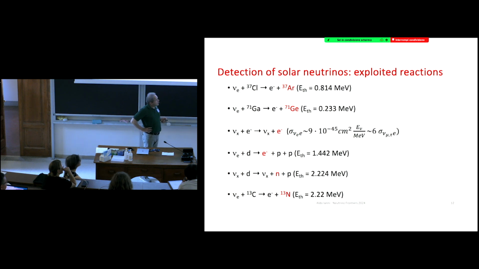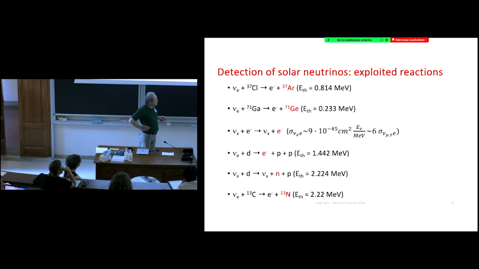So the reactions exploited are these ones. And you see that in presence of chlorine, it was observed, with this energy threshold, the radioactivity of argon-37. In case of gallium, with this lower threshold, the radioactivity of germanium-71. For elastic scattering, in principle, there is no threshold. It's only the ability of the detector which establishes the detector threshold. And on heavy water, these two processes with a threshold of 1 or 2 MeV.